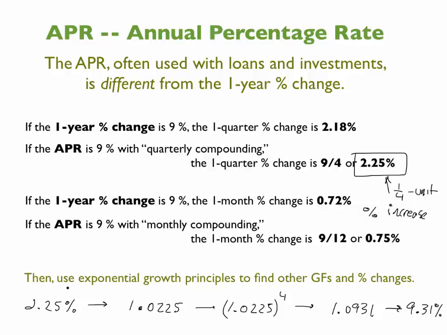So this is the procedure we did. Remember, we follow the road: percent change to the corresponding growth factor, to the corresponding growth factor, to percent change. So 9% APR with quarterly compounding, whether it's a loan or your investment, the true percent rate is 9.31%.